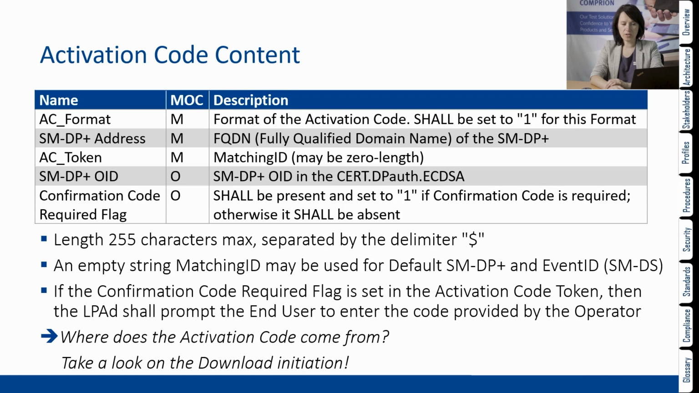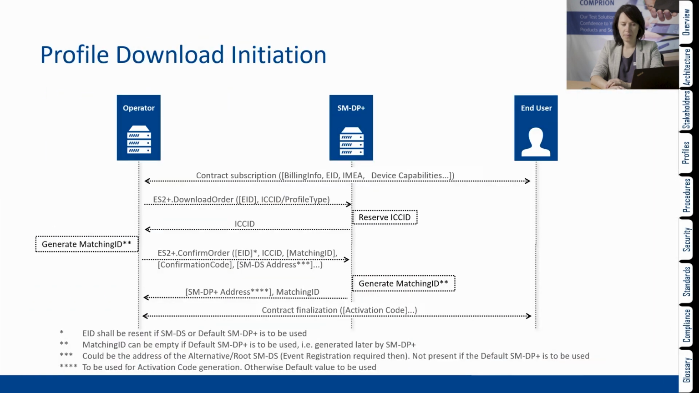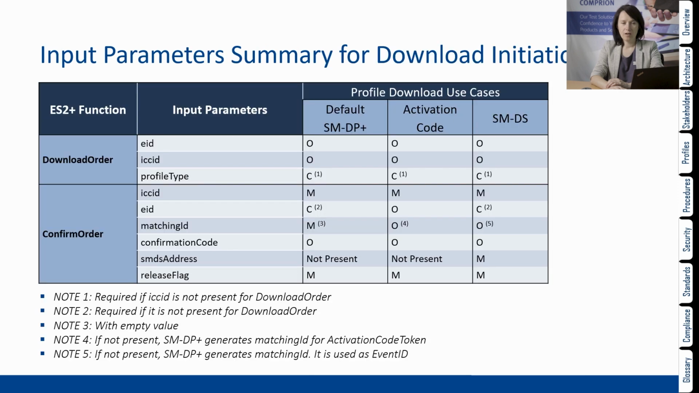You remember where the activation code comes from? Take a look at the download initiation. At the last step, you will have this activation code. Let's take a look at the parameter summary for download initiation. So what do we have?